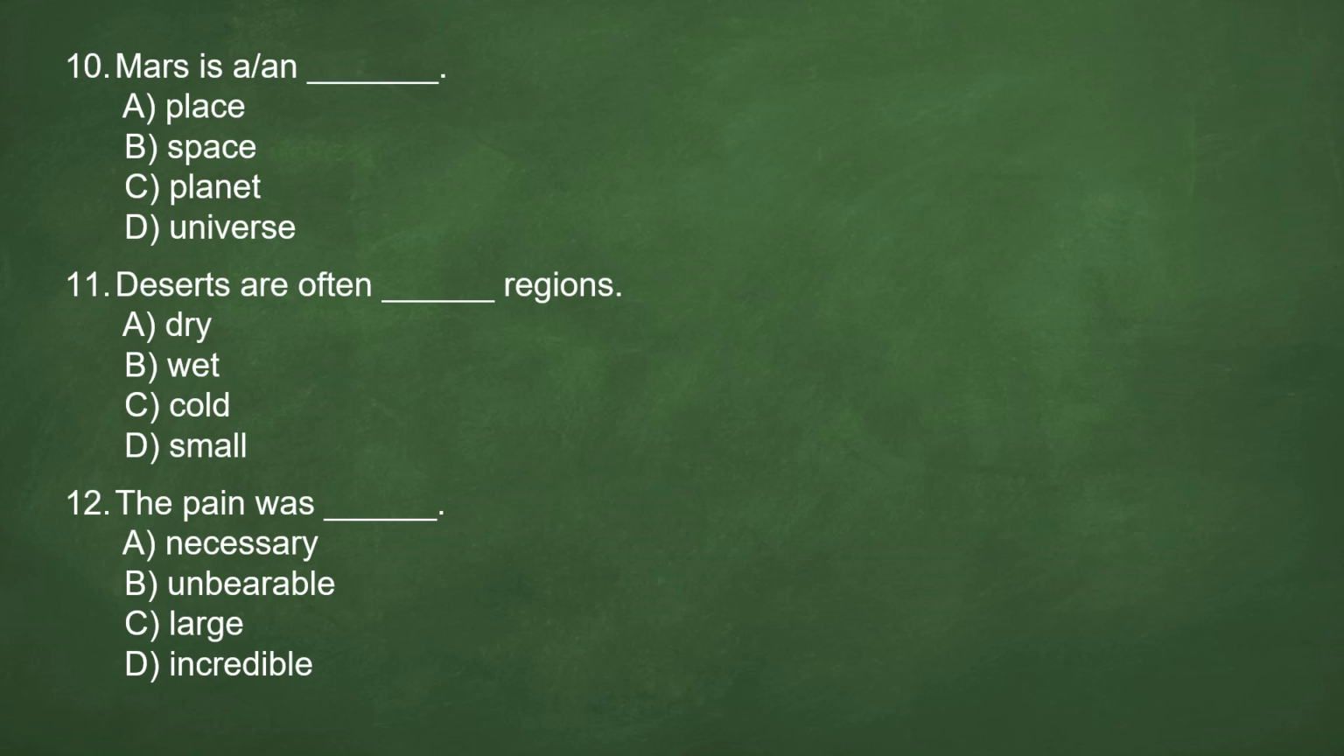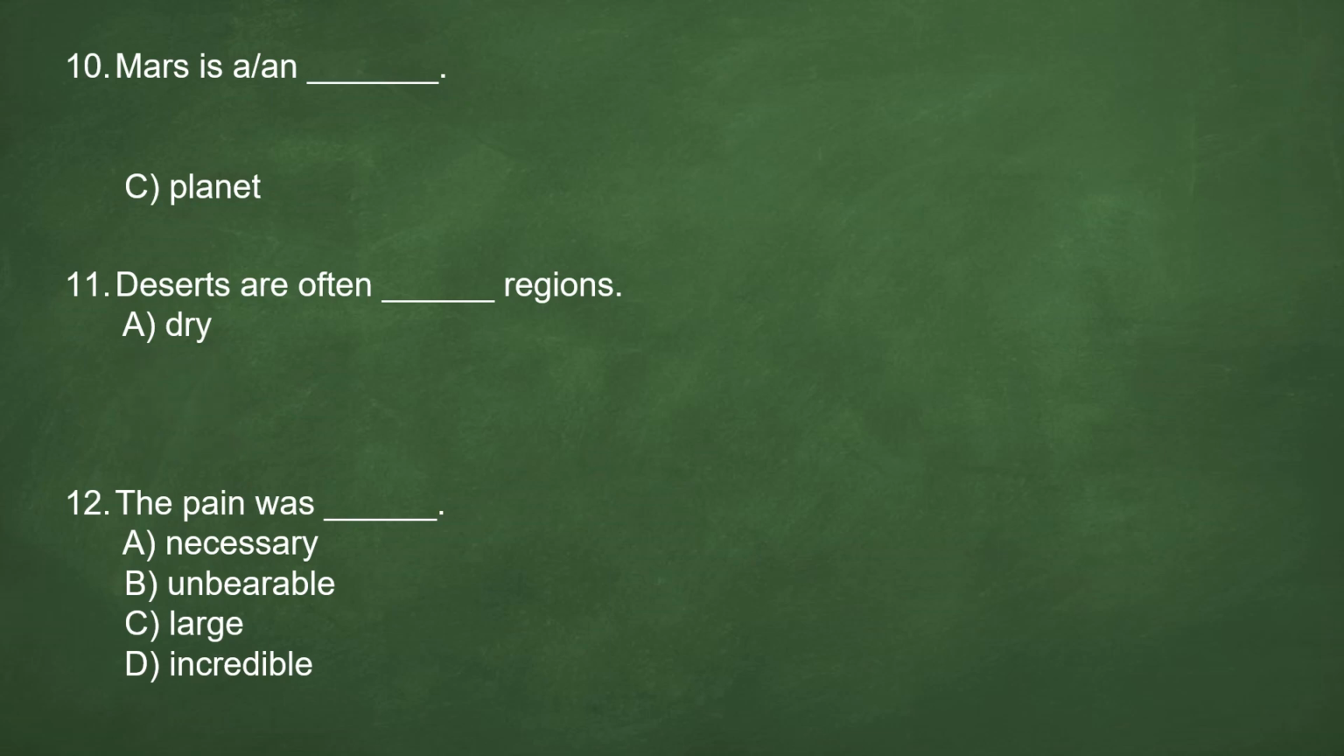Number ten. Mars is a blank. A. Place, B. Space, C. Planet, D. Universe. Answer: C. Planet. Mars is a planet. Number eleven. Deserts are often blank regions. A. Dry, B. Wet, C. Cold, D. Small. Answer: A. Dry. Deserts are often dry regions.